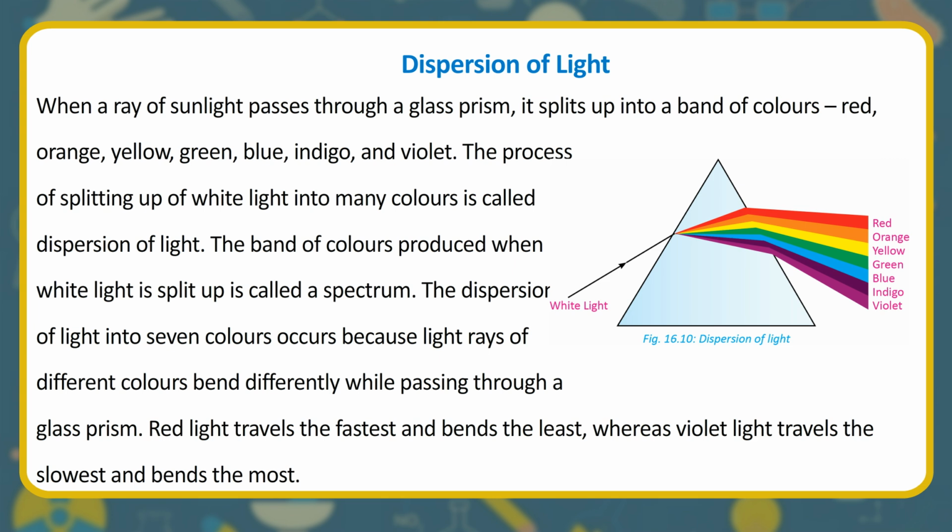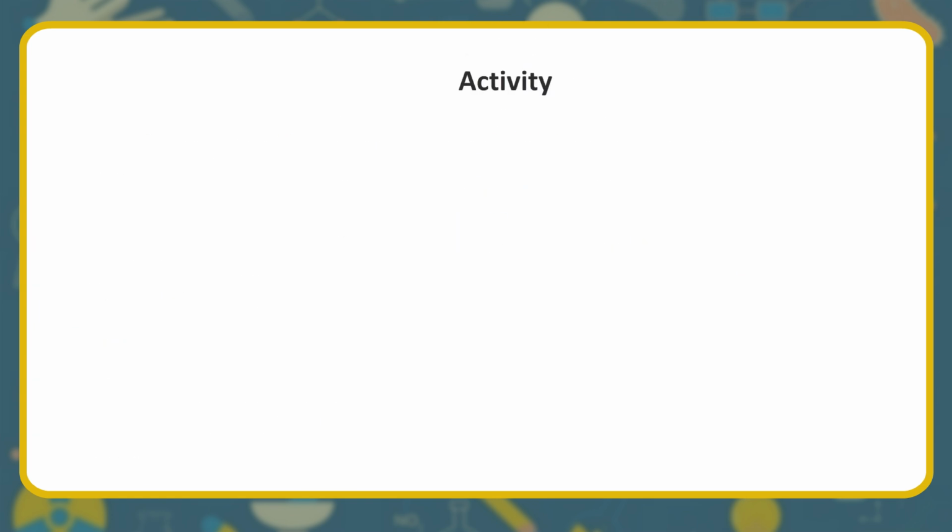The dispersion of light into 7 colors occurs because light rays of different colors bend differently while passing through a glass prism. Red light travels the fastest and bends the least, whereas violet light travels the slowest and bends the most. Dispersion of light: white light, red, orange, yellow, green, blue, indigo, violet.